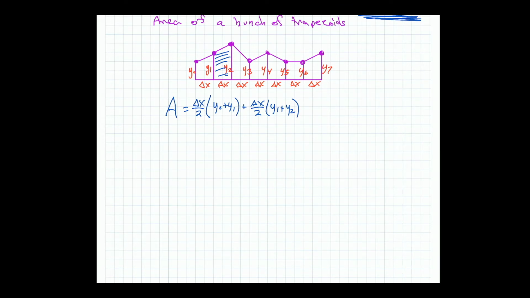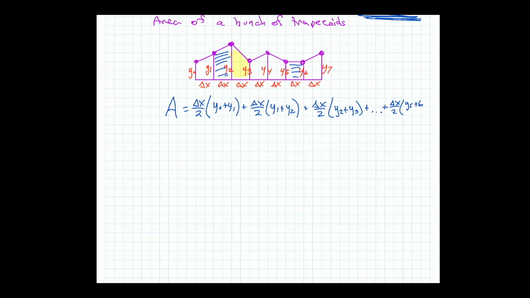For the third trapezoid, this one, it's delta x over 2 times (y2 plus y3), right? And so on. I'm already tired, but I'm just going to put a dot, dot, dot, and I'm going to write the last two. Delta x over 2, the second to the last one, this one, would be y5 and y6.